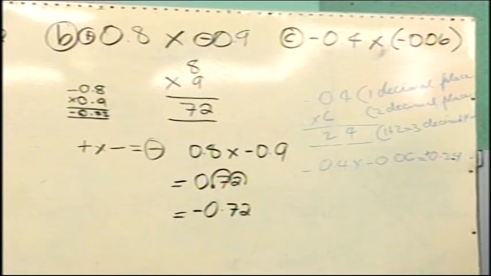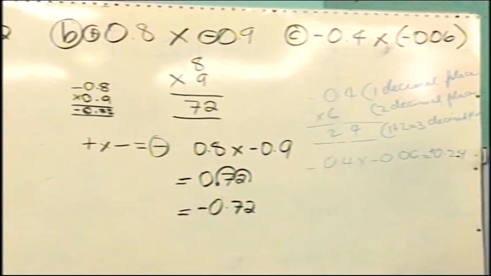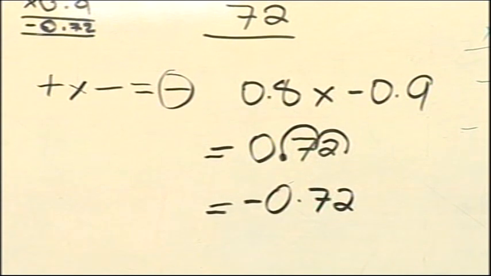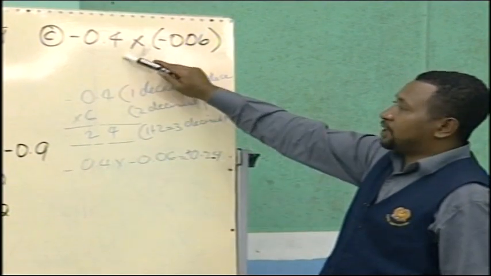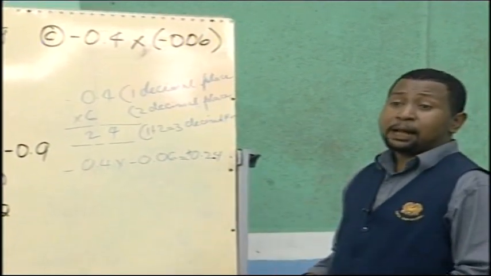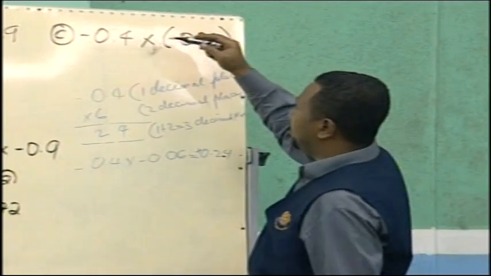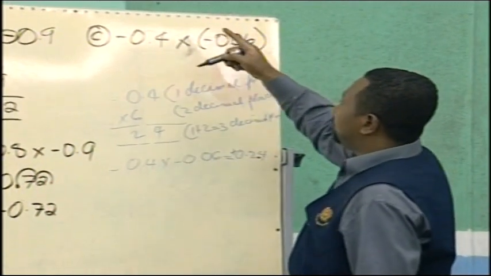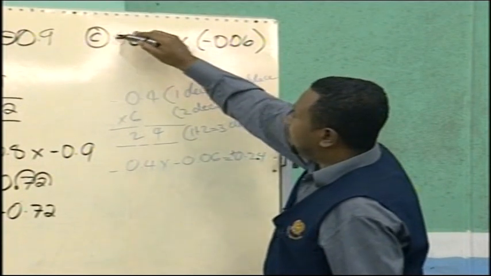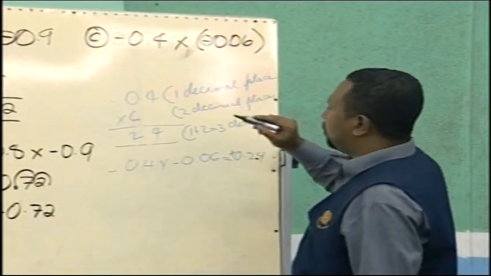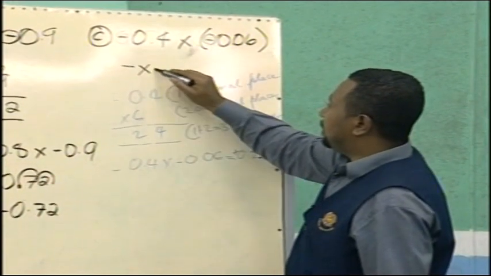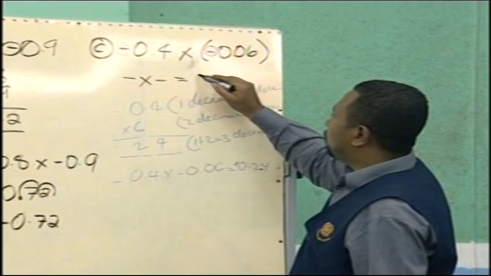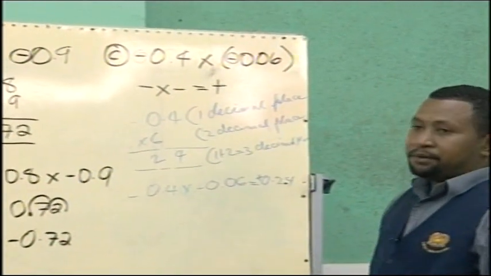Can you see it clearly now, how you can multiply decimal numbers? Okay, the last one, C. What is the first step? Write the expression down. Second step, we check the signs. So which signs can we find here? One negative and the other negative. So the rule that we are going to use is negative times negative equals positive. The answer will be positive.